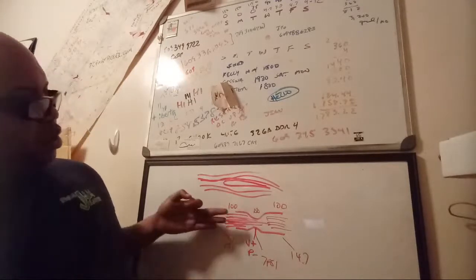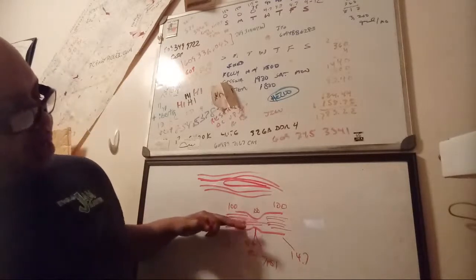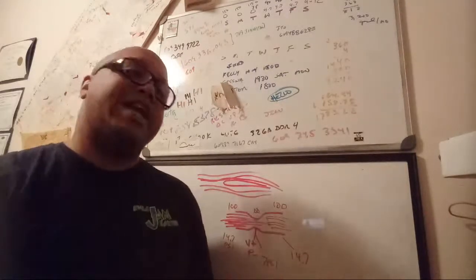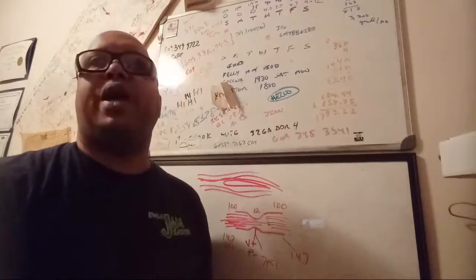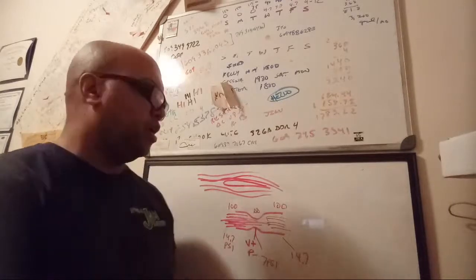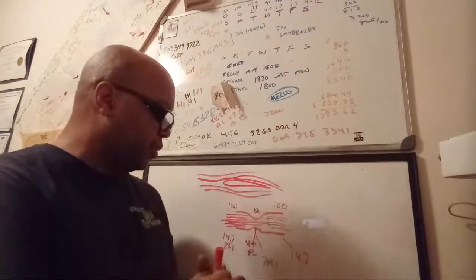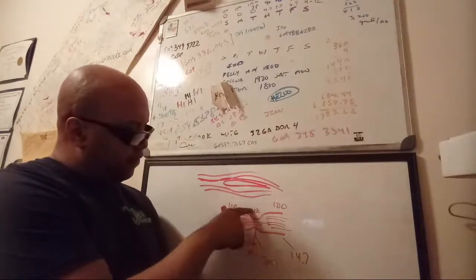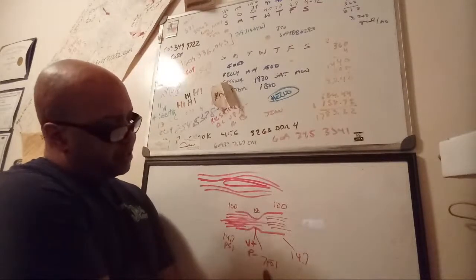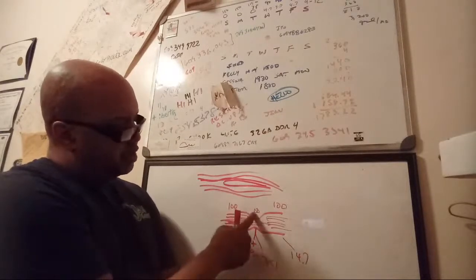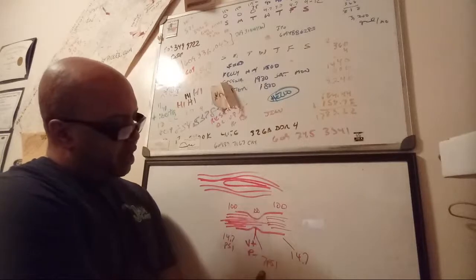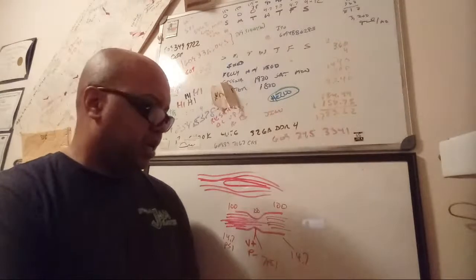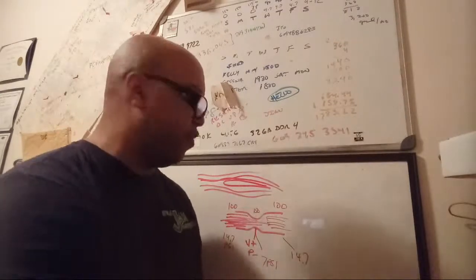So that's Bernoulli's principle. Daniel Bernoulli worked with water, but water and air behave the same way. They have very similar characteristics as far as flow and pressure goes. So as the velocity of a fluid increases, 100 to 150, its internal pressure decreases. So the speed went up to 150, the pressure dropped to 7, and then it normalized when it got to the other end.